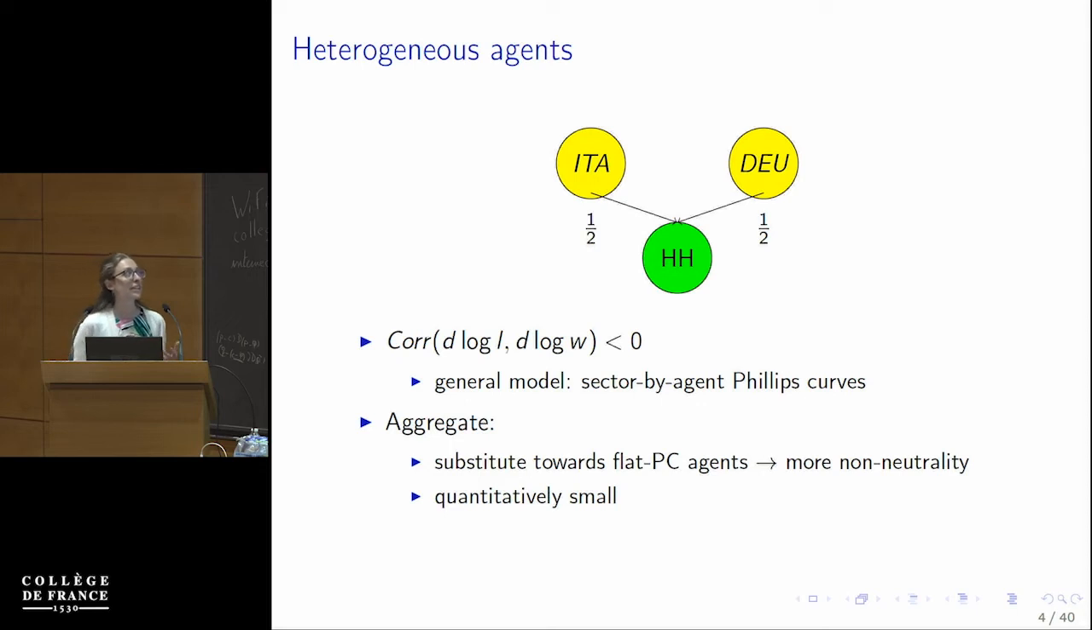Okay. So as an important note, these cross-sectional effects also have some aggregate implications, because to the extent that the economy has the ability to substitute towards the flat Phillips curve agents, then this dampens the overall inflation response and increases monetary non-neutrality. But quantitatively, this effect is going to turn out to be small. So I will mostly focus on the cross-sectional effects. So this is a good time to ask questions, and by the way, questions are very much encouraged, so feel free to stop me anytime. All right.